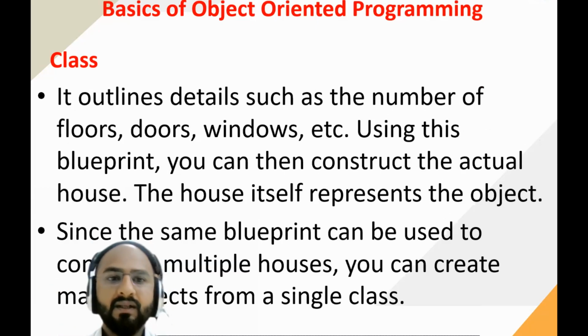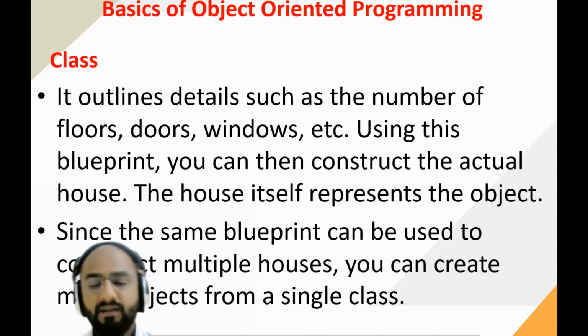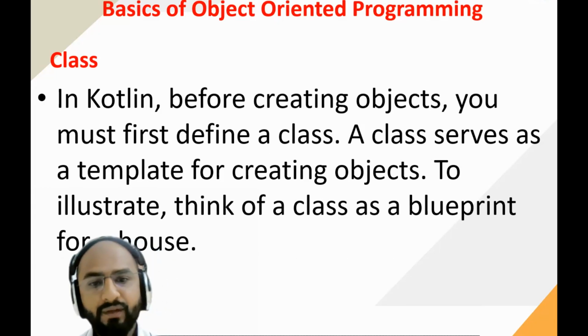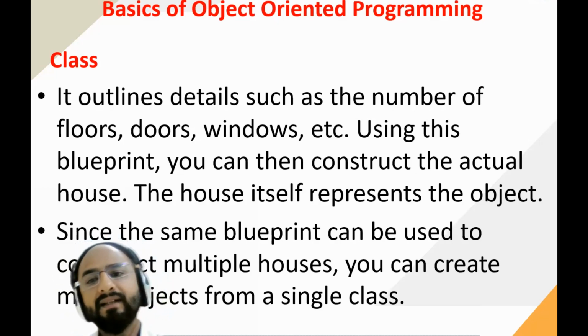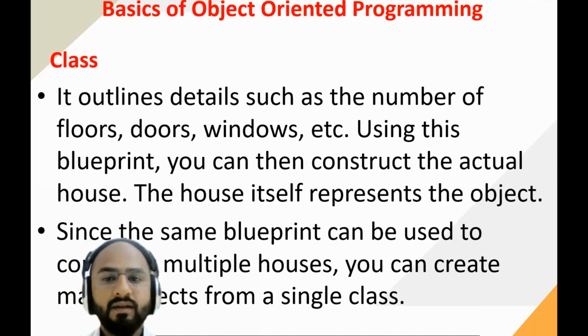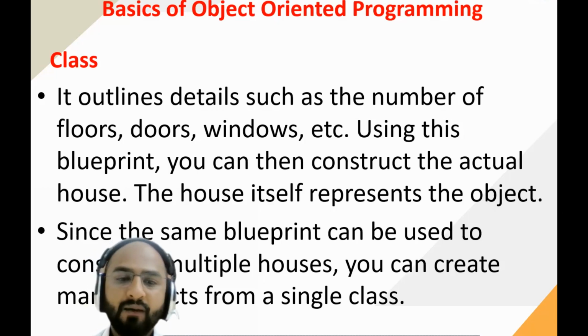Next. It outlines details such as the number of floors, doors, windows, etc. So when you are creating a class, say for example, the house, the house will outline the details such as number of floors, doors, windows, etc. Using this blueprint, you can then construct the actual house. So these number of floors, doors, windows, etc. are the properties of that particular house class. The house itself represents the object, right? Since the same blueprint can be used to construct multiple houses.